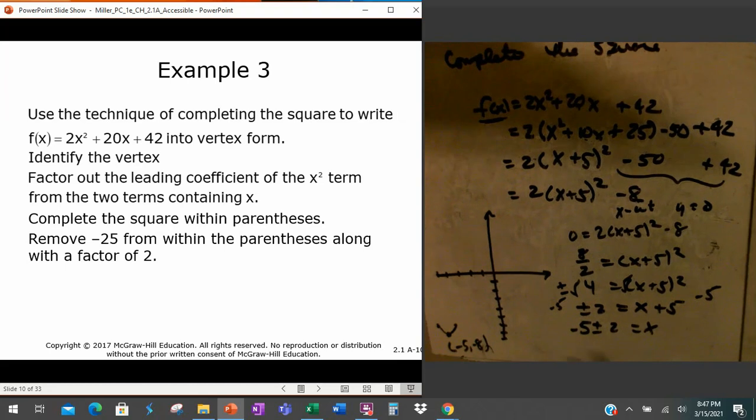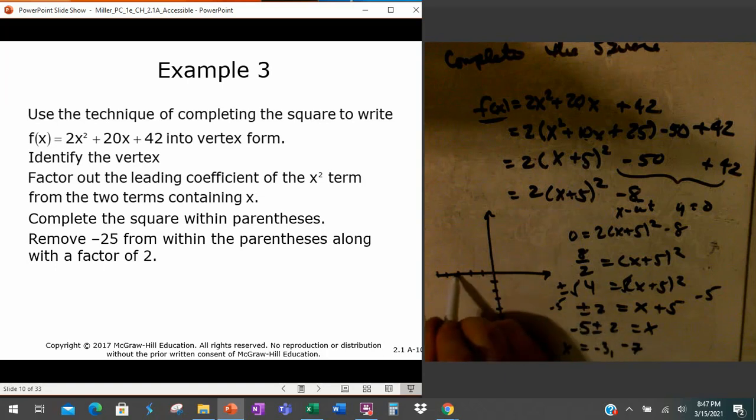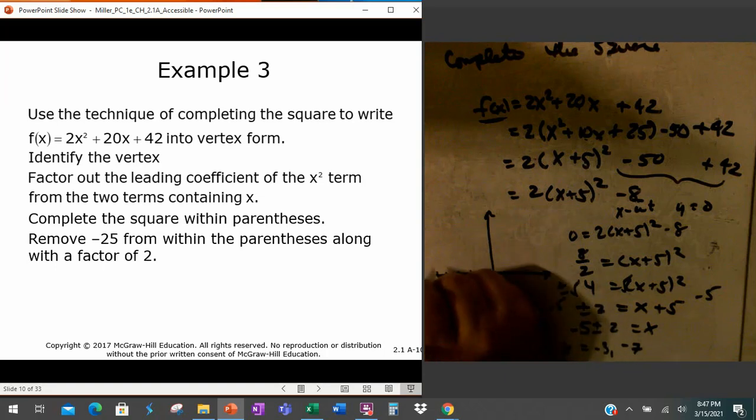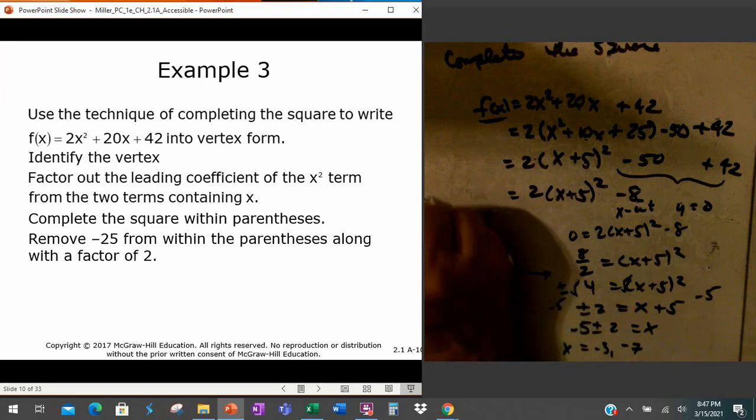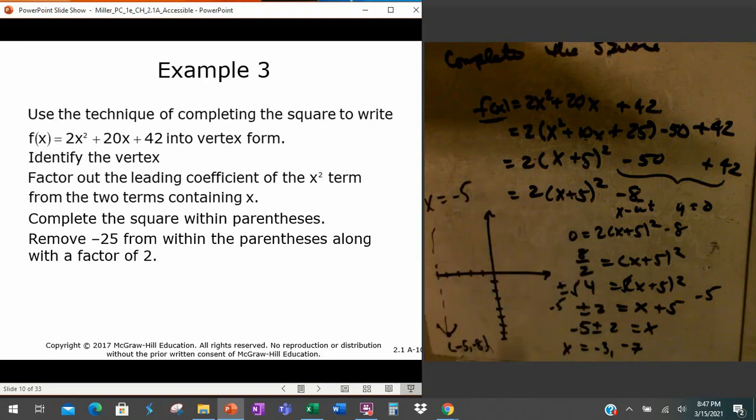And then I just write down my x-intercepts. -5 plus 2, -3. -5 minus 2, my -7. So -3, right down here, is my axis of symmetry, x equal to -5.